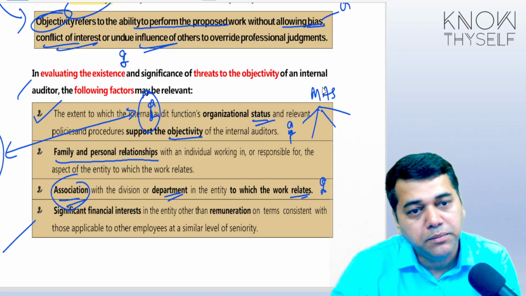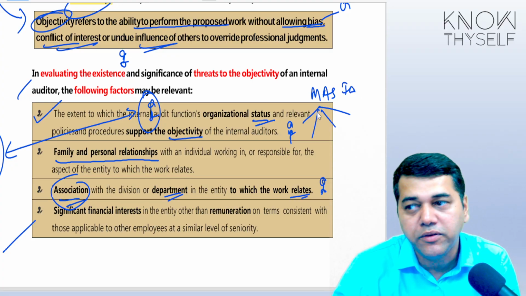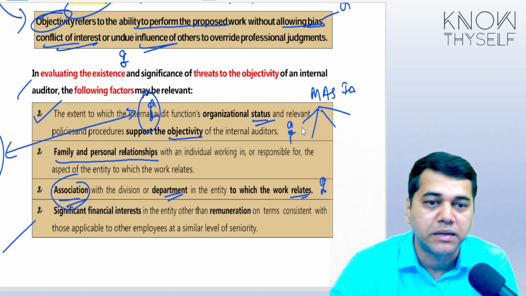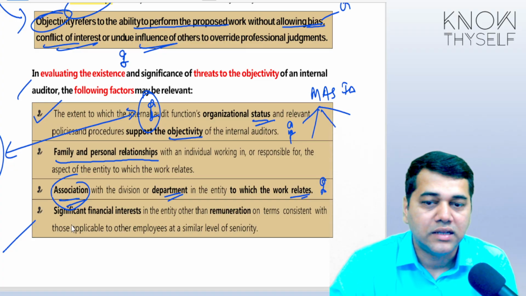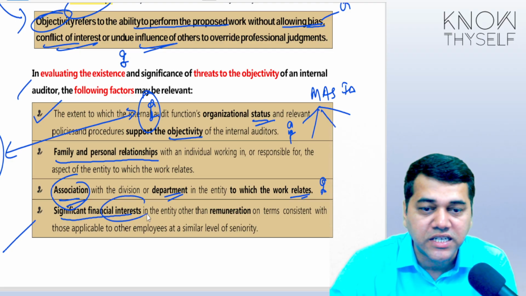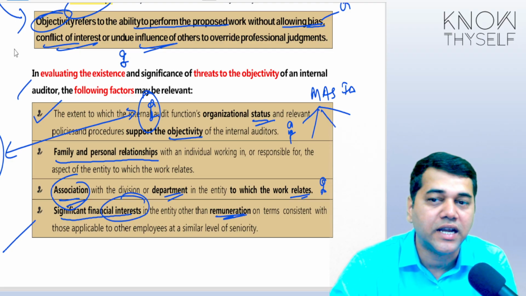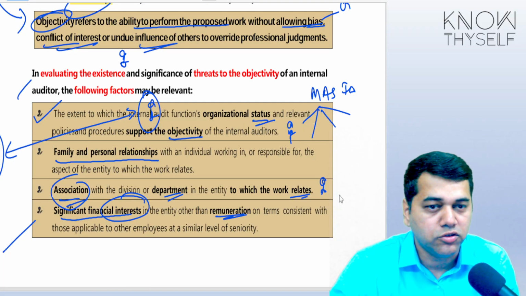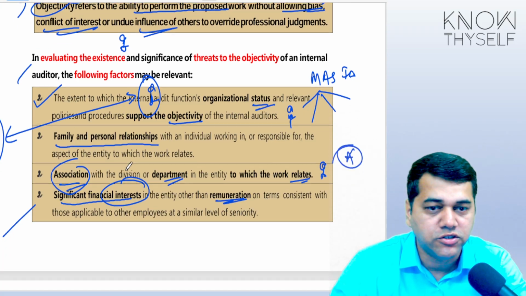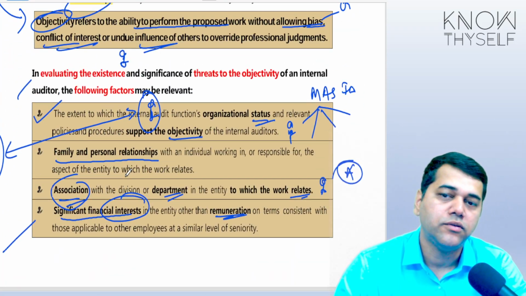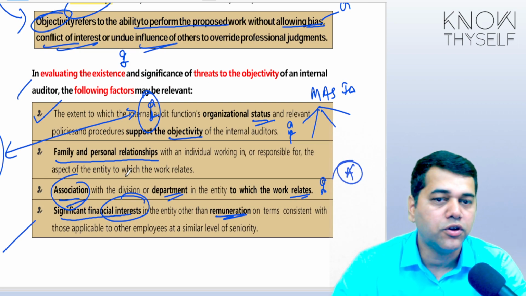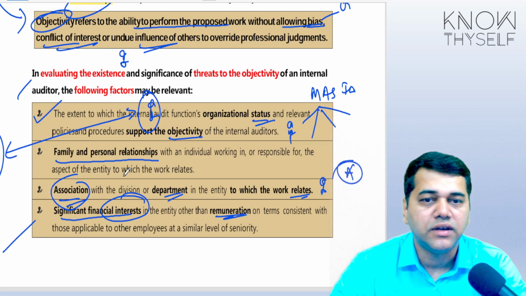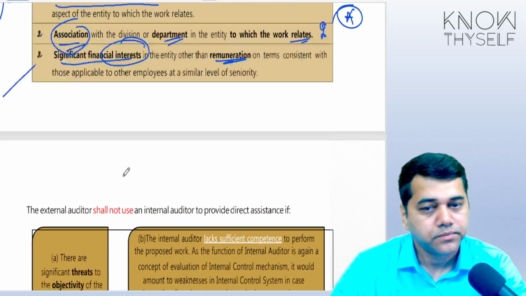Because previously, before coming to the internal audit department, this person could have been working in the accounts department or the MIS department. And the last one, significant financial interest other than remuneration, like I told you, shares they are holding. So this is very important. They have not asked you any question, but you need to practice this. So these are the four factors you need to consider while evaluating objectivity.